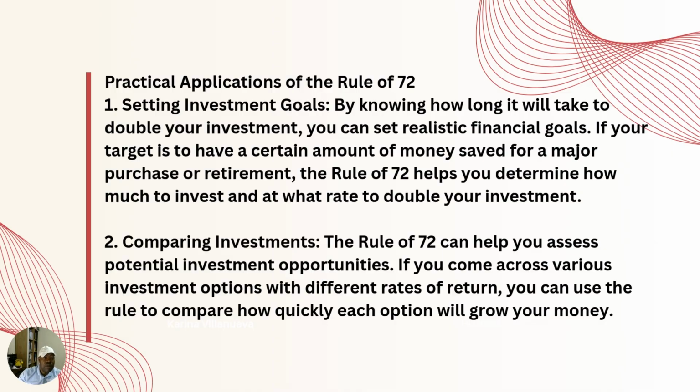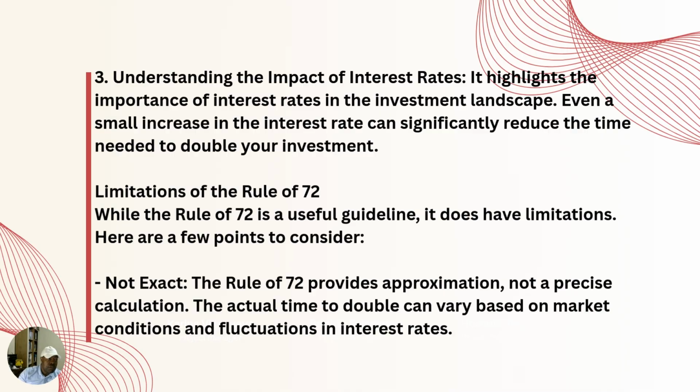The rule of 72 can help you assess potential investment opportunities. If you come across various investment options with different rates of return, you can use the rule to compare how quickly each option will grow your money. Also, it helps in understanding the impact of interest rates. It highlights the importance of interest rate in the investment landscape. Even a small increase in the interest rate can significantly reduce the time needed to double your investment.